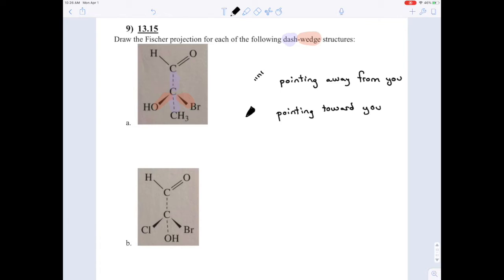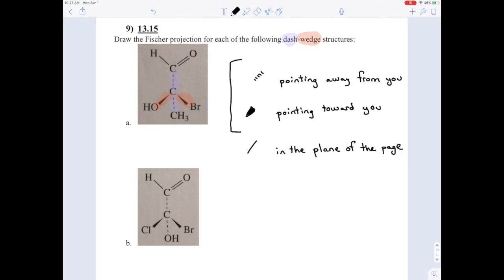If a bond is just a regular line, then it's in the plane of the page. So it's neither going away from you nor going toward you. So those are the three ways you can draw bonds. Why would you ever use these two ways? We haven't seen them before in the course.